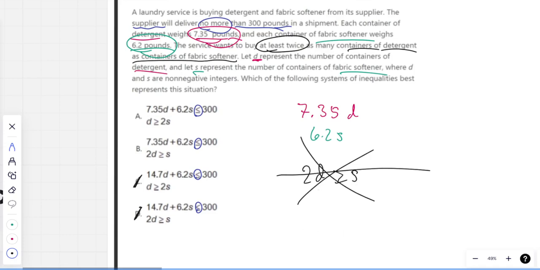But that doesn't match up with this scenario, where we want at least twice as many containers of detergent as containers of fabric softener. So actually D should be larger than 2S. D, the number of detergent containers, should be equal to or greater than double the number of fabric softeners. This would make sense. If D was equal to 10, then the fabric softener could be equal to 5 containers. You have more detergent than fabric softener. And that's why A would be the correct answer choice here.